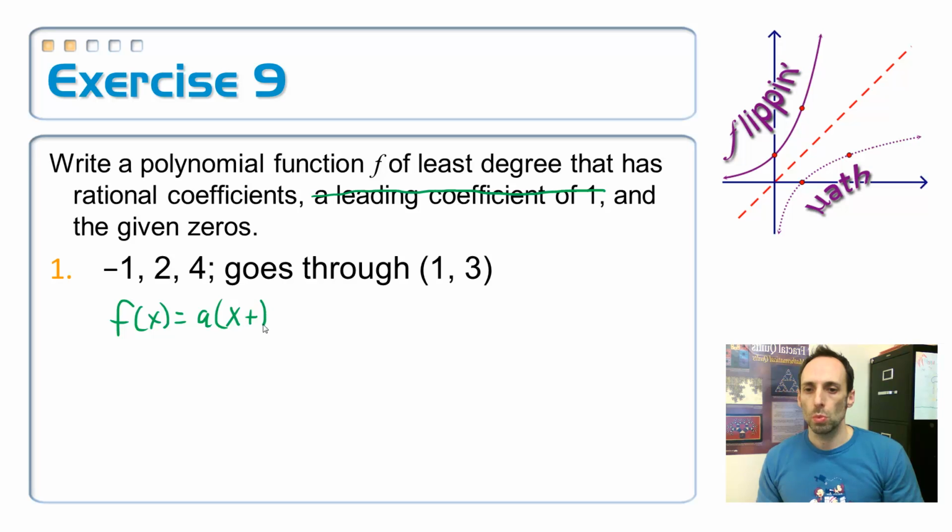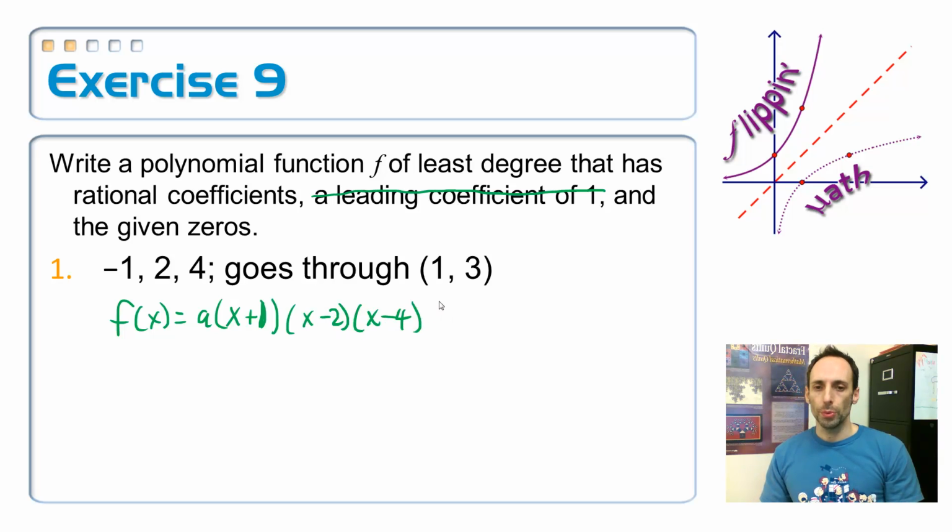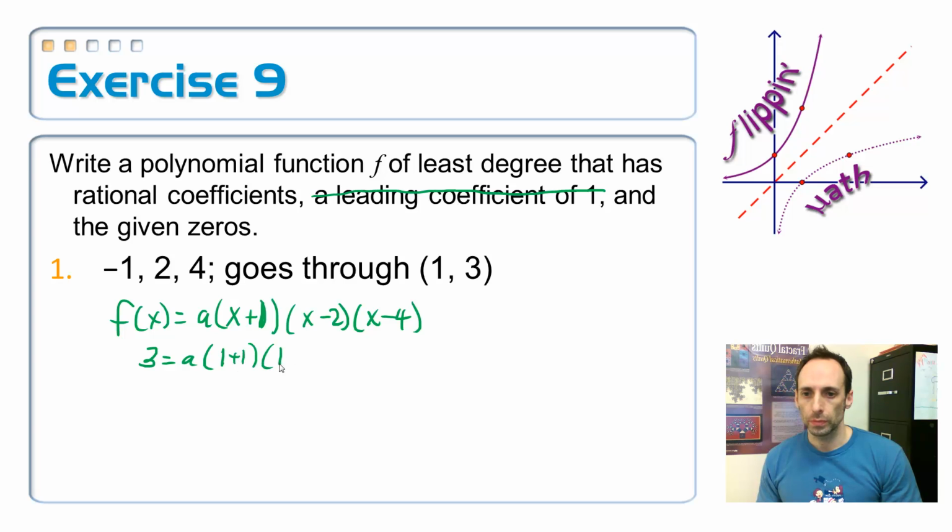So it's x plus 1 from the first factor, x minus 2 from the second one, and x minus 4 for the third one. Now, with that additional point, plug 1 in for the x and plug 3 in for the y, or f of x, and see what you get for a. So we're going to plug a 3 in here, a times, and I plug a 1 in there, so 1 plus 1, 1 minus 2, and 1 minus 4. Let's work it all out.